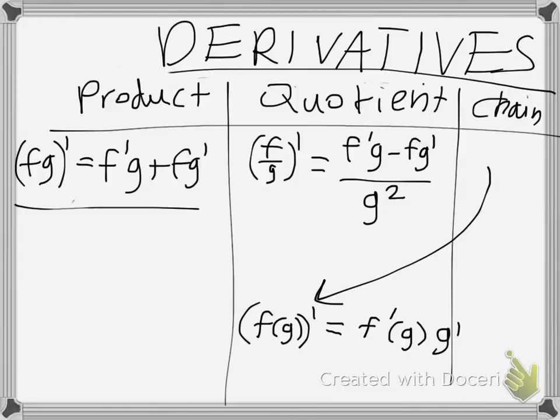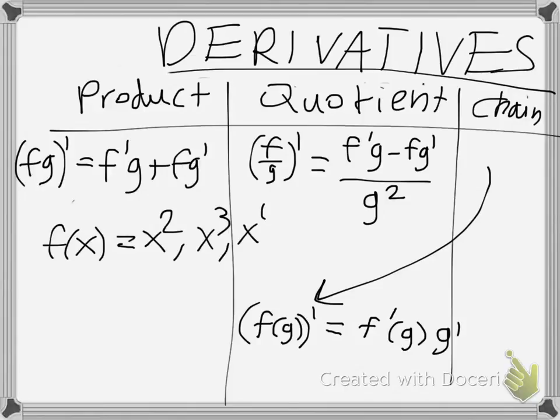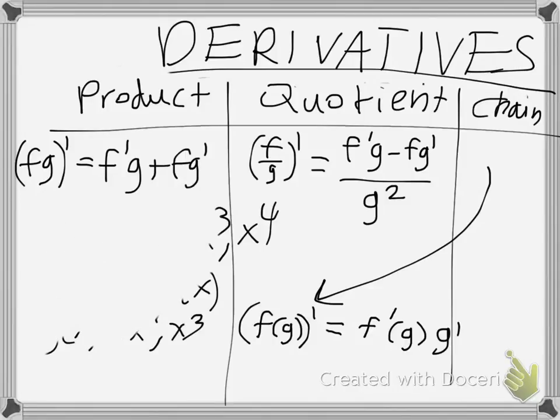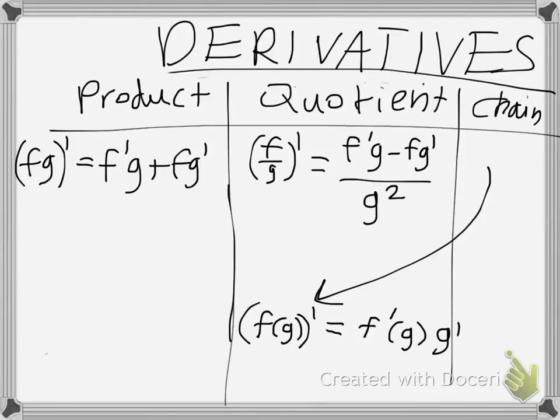And just remember that these variables aren't numbers, they're actually functions. So f is actually f of x, so it could equal x squared, x cubed, x to the fourth, or sine of x, or anything. And g of x could also equal anything, so x squared, x cubed, anything for x. So remember that these letters aren't variables, they're functions. And just remember these rules, and I hope you like this video.